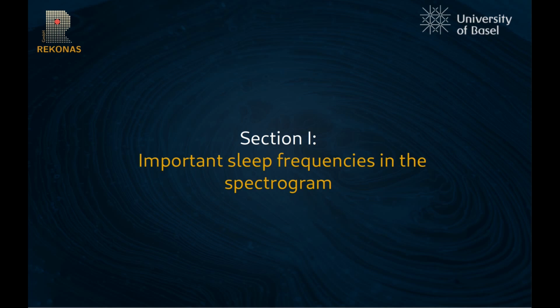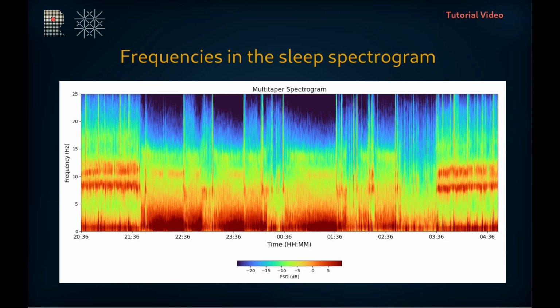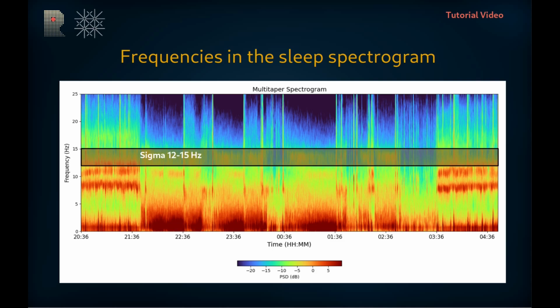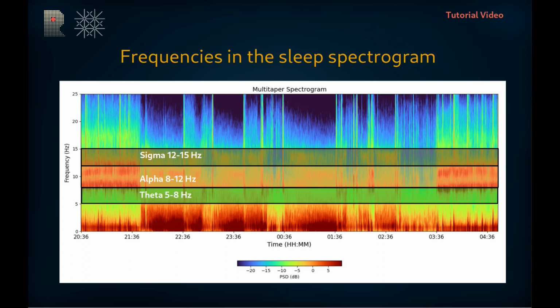Section 1. Important sleep frequencies in the spectrogram. Here we observe a full night sleep spectrogram. In the spectrogram we can distinguish different frequency bands. The sigma band from 12 to 15 Hz, the alpha band from 8 to 12 Hz, the theta band from 5 to 8 Hz, and the delta band from 0.5 to 5 Hz. Understanding these bands is crucial for pinpointing and interpreting different sleep stages.